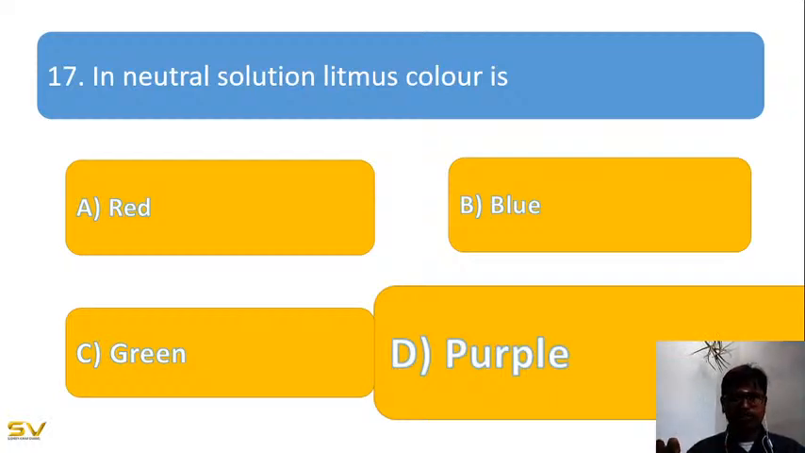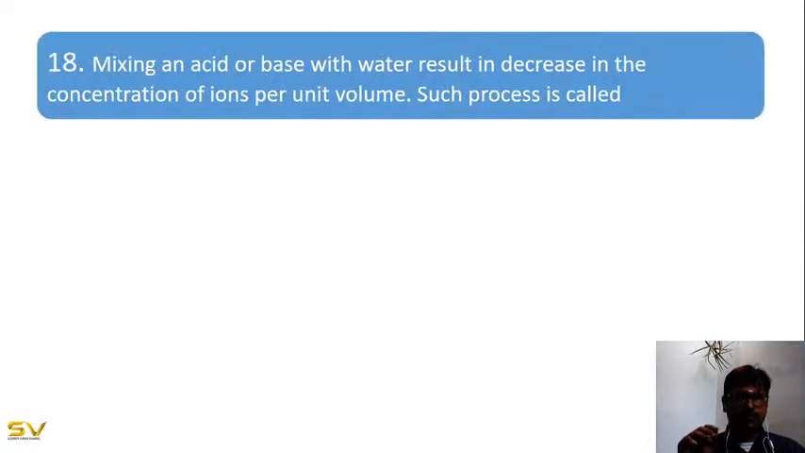You will be seeing at the bottom of the first page of the lesson, in a box, it will be there. The color of neutral solution in litmus is purple only. Okay. Yes. Now coming to the next question.